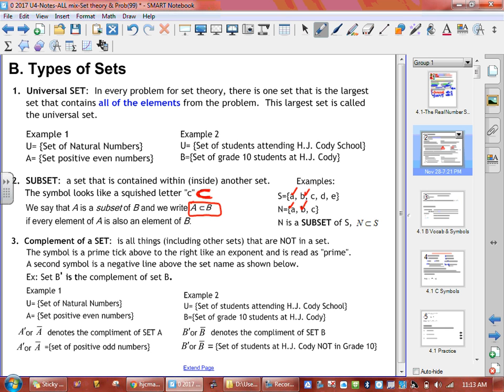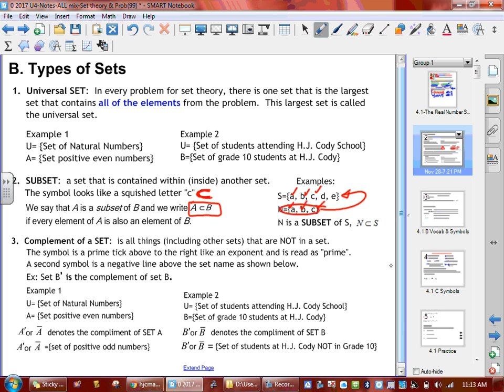S has a B, N has a B. S has a C, N has a C. All of the N letters are in set S. That means this set is completely inside that set. So because it's completely inside the set, we say it's a subset. Okay?